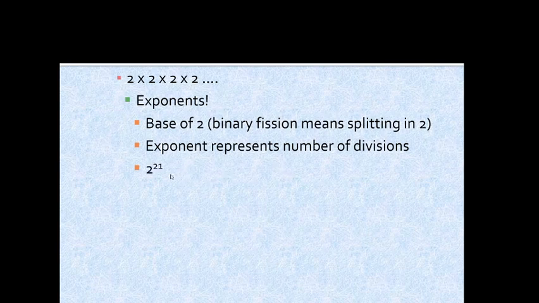So like in this case, there are 21 20-minute intervals between those times, and that's why it's 2 raised to 21, because they split in 2. Now if the bacteria can split into 3, then this will be 3 raised to 21, but in this case, because it splits into 2, you only put 2 here raised to 21.